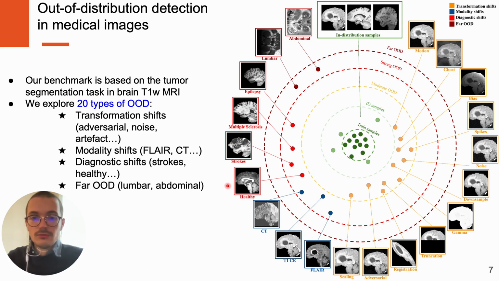Then in red we have the diagnostic shifts, where the input brain has an unseen anomaly. For instance, stroke lesions instead of tumor lesions. And finally, we have the far out-of-distribution setting corresponding to non-brain data.